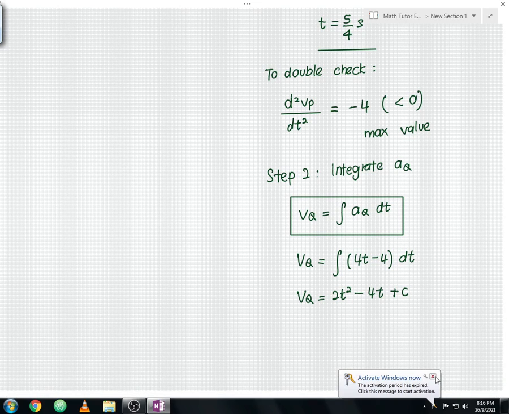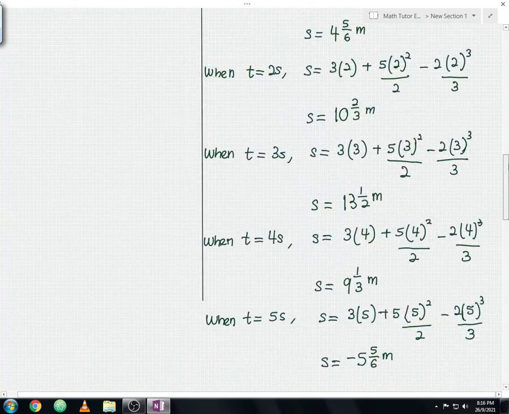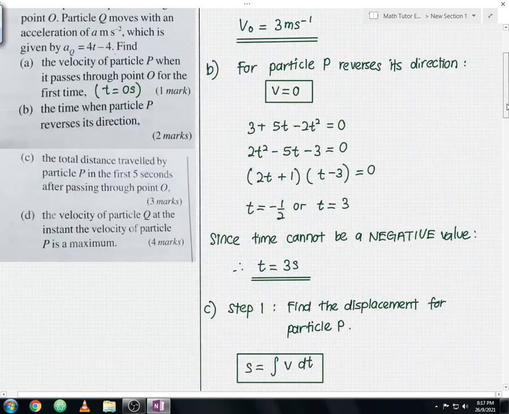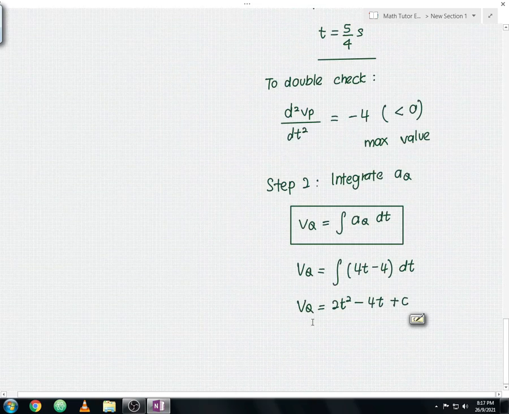For the next step, we're going to insert an important information mentioned by the question. What is that? Let me show you the important information. Read this sentence. It mentioned that particle Q moves along the same straight line. It begins from a point O with a velocity of -2 meter per second. So this statement gives us the information that when time is equals to 0, your velocity Q is equals to -2 meter per second. This information we can use to calculate the velocity of particle Q.